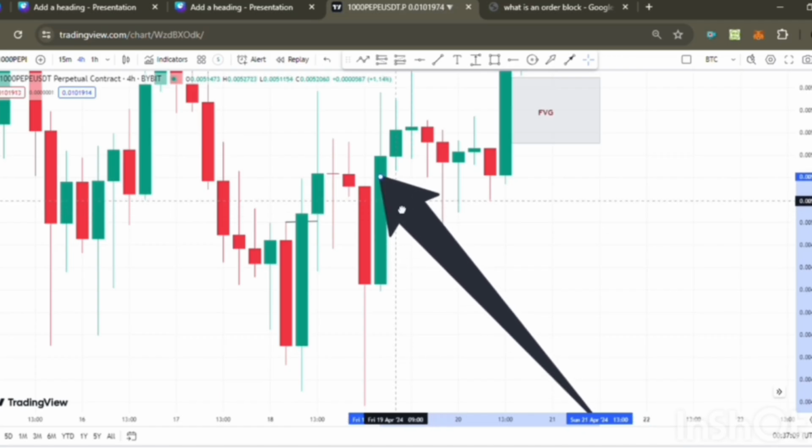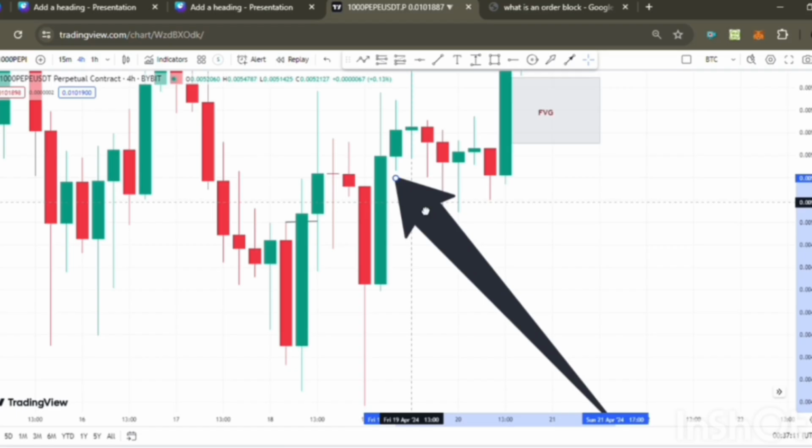So as such, the market will always come to fill the imbalance, so that the market will be balanced while continuing its upward or downward movement, or any market direction.